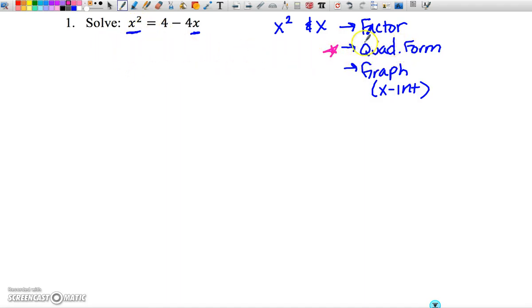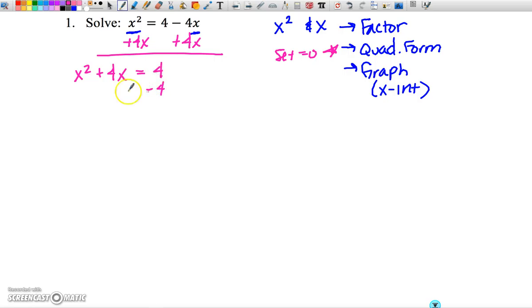But in order to do quadratic formula, it has to be set equal to 0. So to make that happen, I need to add 4x to both sides of the equation, which gives me x squared plus 4x equals 4. And then we have to subtract 4 from both sides of the equation, leaving us with x squared plus 4x minus 4 equals 0.